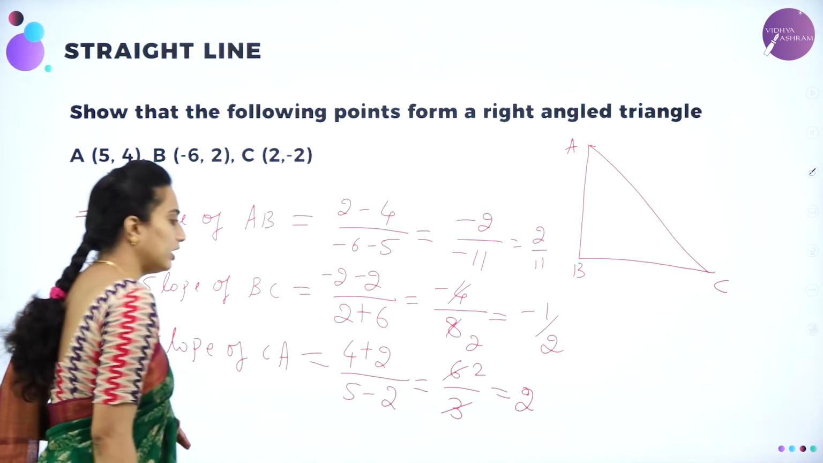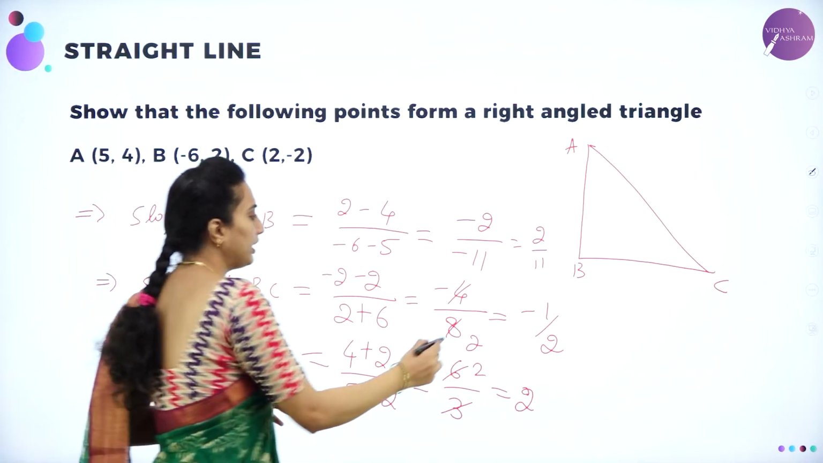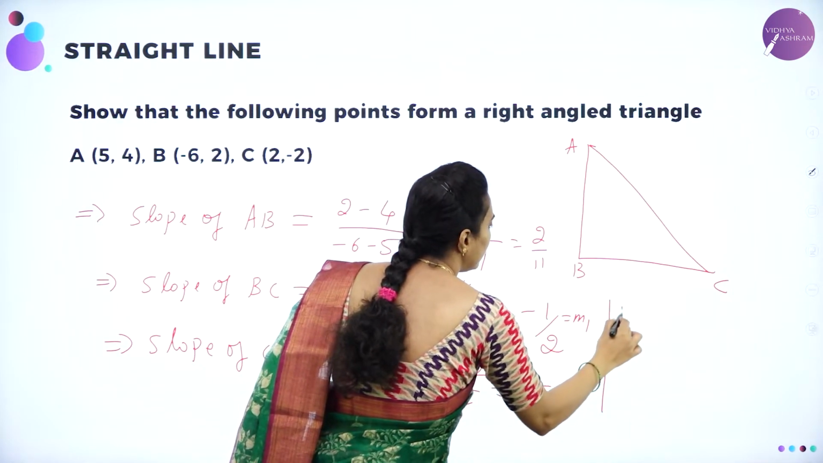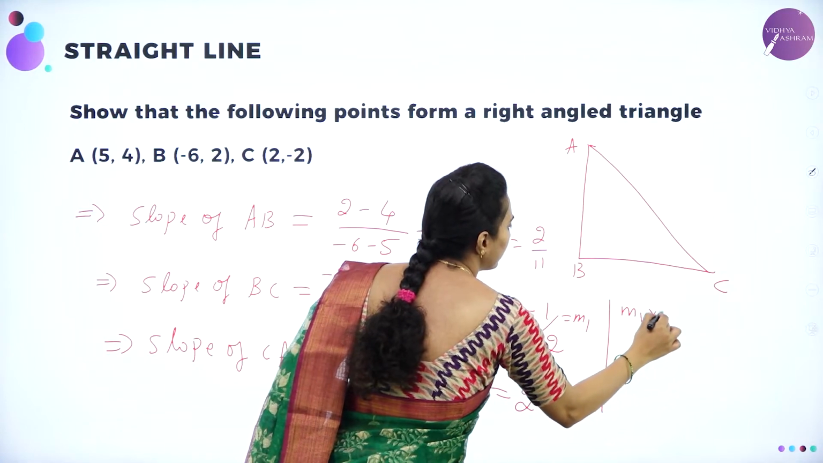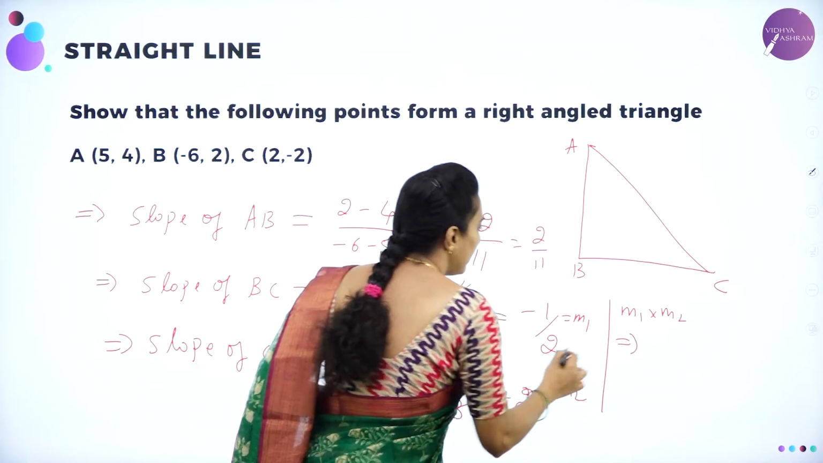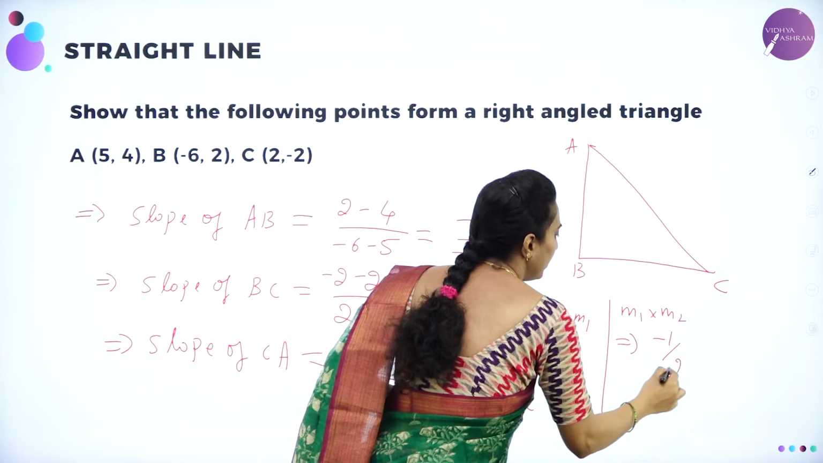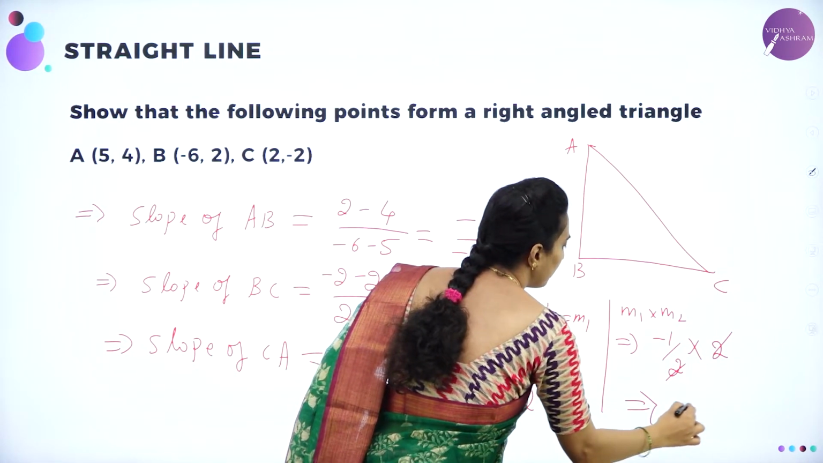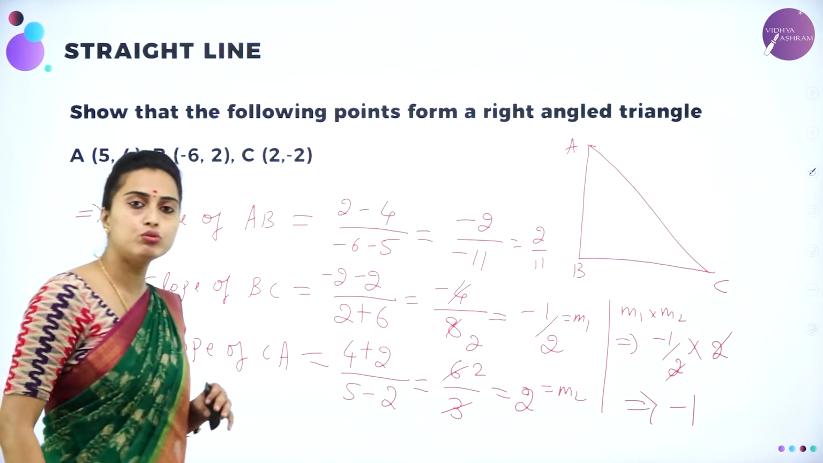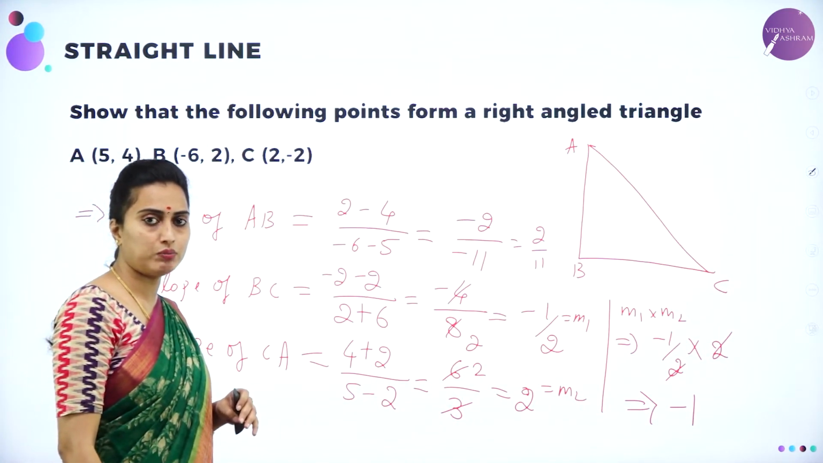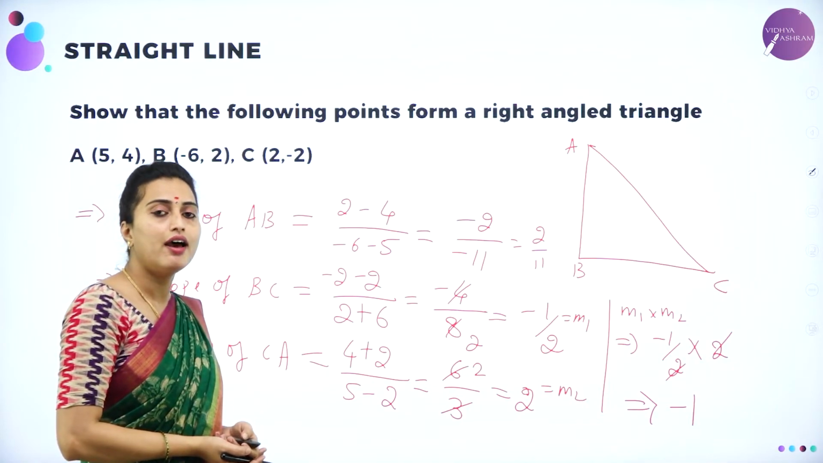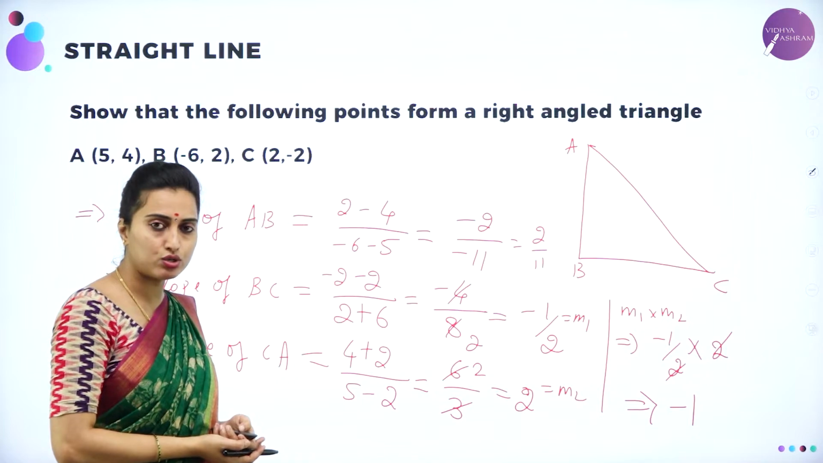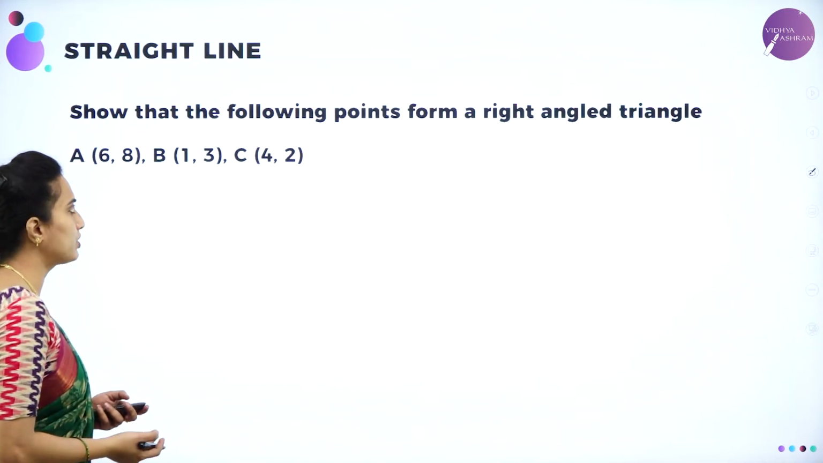Now you can observe, dear students. Let me call this one M1 and this one M2. What will M1 dot M2 be? M1 is -1 by 2 into M2 is 2. The 2 will get cancelled, which implies -1. The product of two slopes being -1 means the given points form a right angle triangle. This is how you are going to prove it. Understood? We'll move on to the next question.